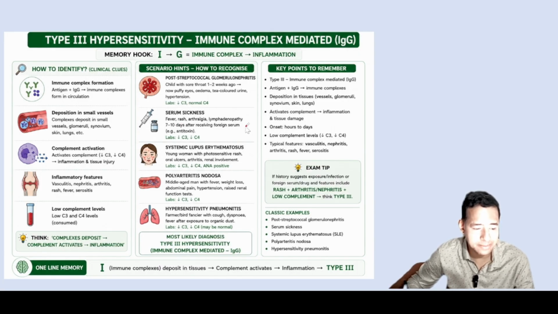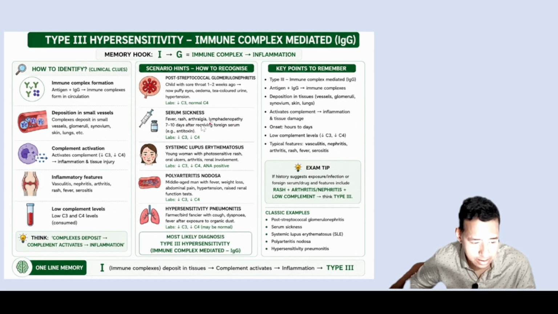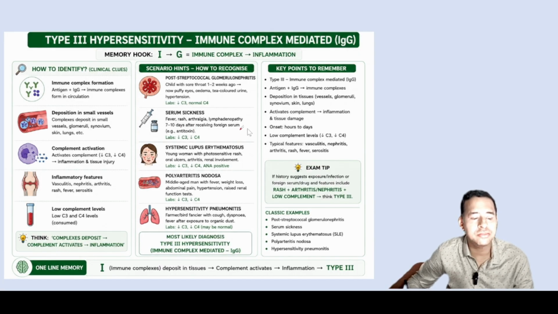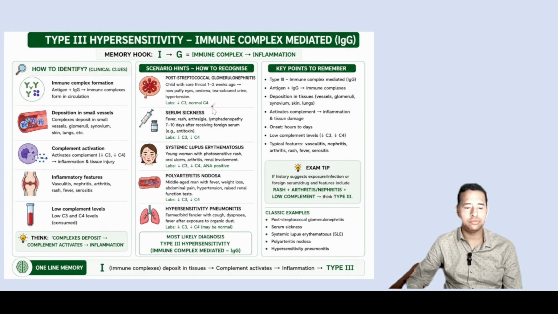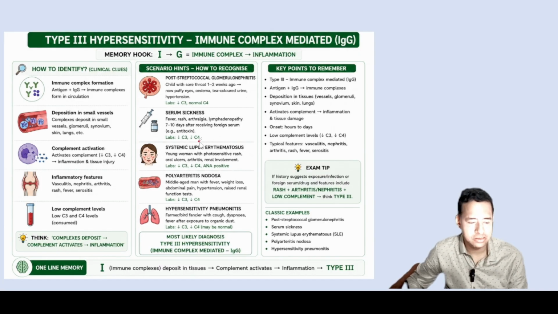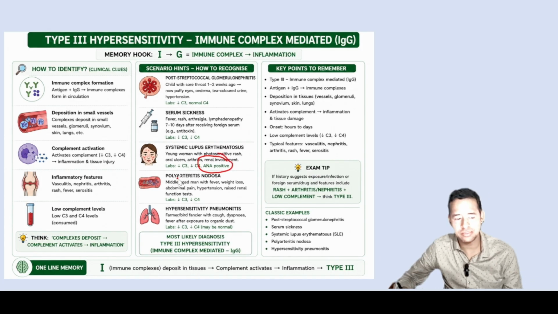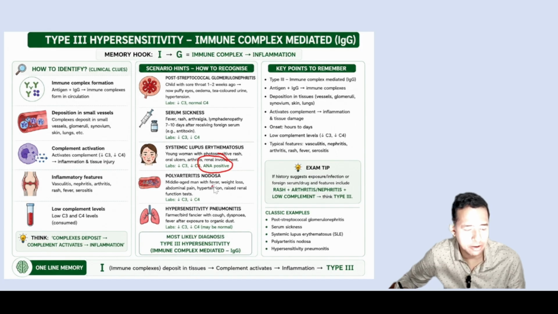Again, serum sickness. You have to know fever, rash, arthralgia, lymphadenopathy, and 7 days after receiving foreign serum, it is immune complex mediated, and C3, C4 decrease. Systemic lupus erythematosus, they will ask you in pathophysiology with all those ANA positive diseases. And vasculitis, they may ask you polyarteritis nodosa, which is a middle-aged man with fever, weight loss, abdominal pain, and hypertension, raised renal function tests.